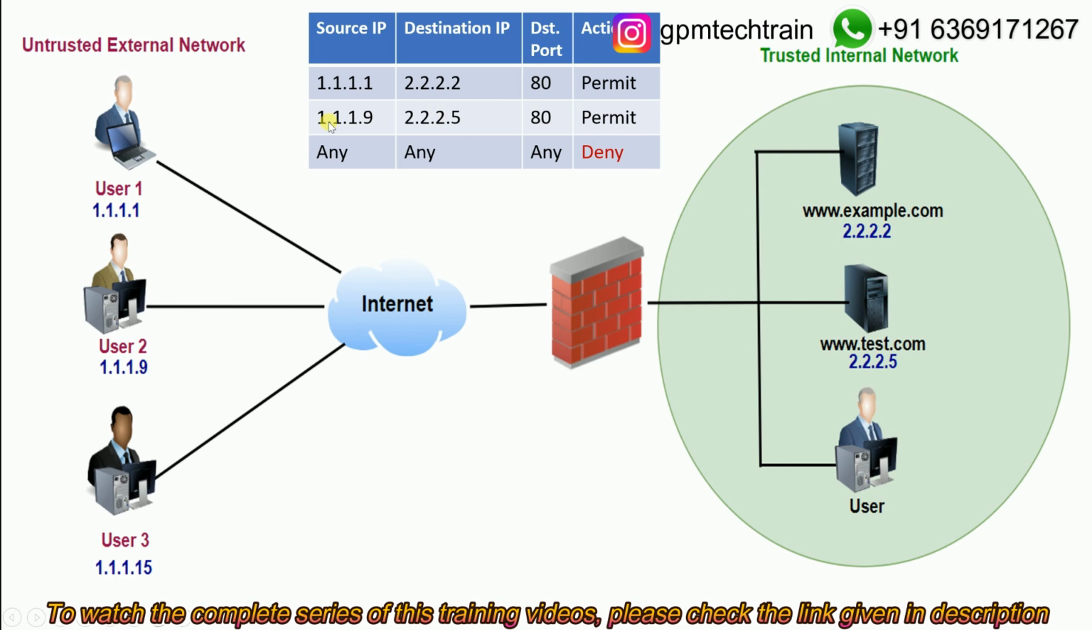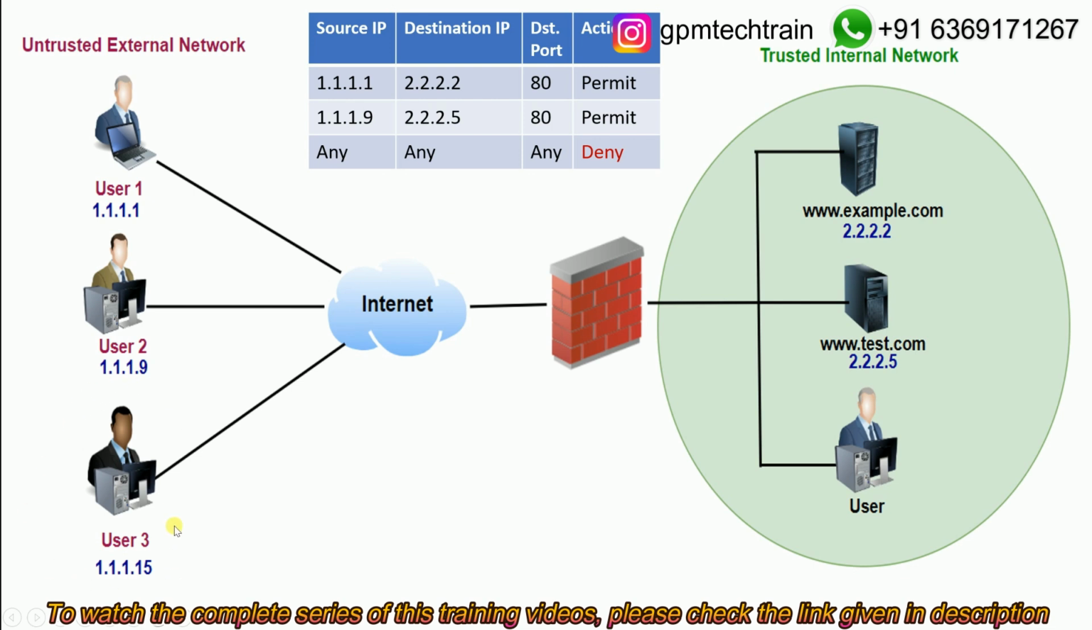Similarly, I have another valid rule for user 2, who has the IP 1.1.1.9, for the application test.com, again for HTTP, and this is also set to permit. So when user 2 tries to connect to test.com in his browser, his request comes through the internet and reaches the firewall, and the firewall looks at the security policy. At that time we have a permit rule, so it will be allowed to pass through to the destination and he will get the response.